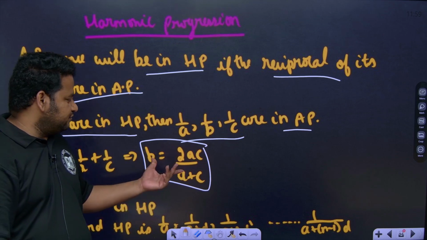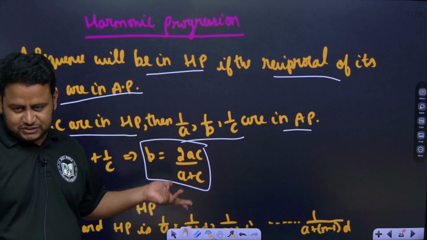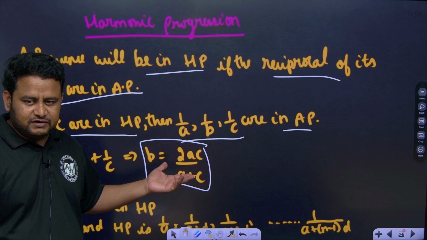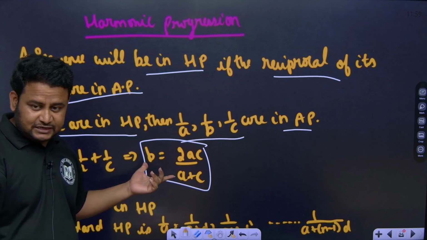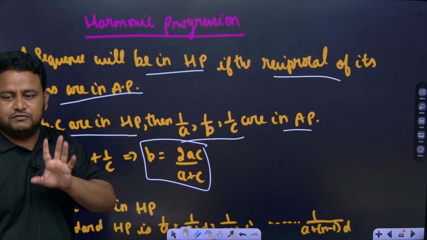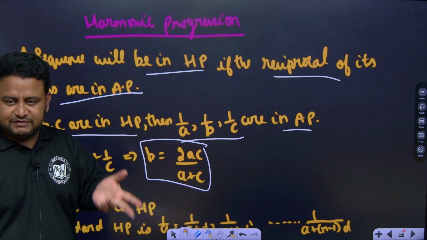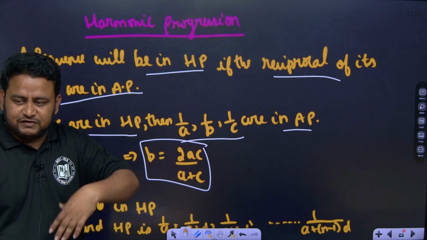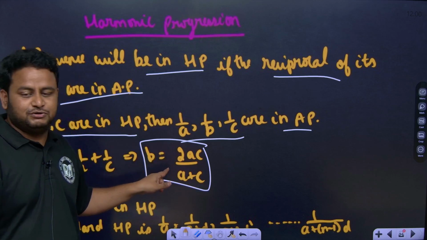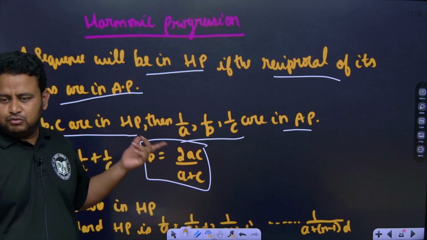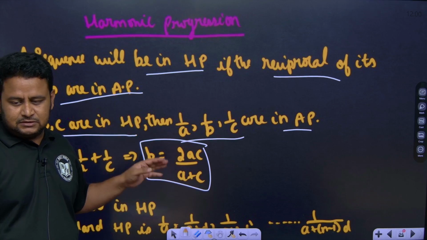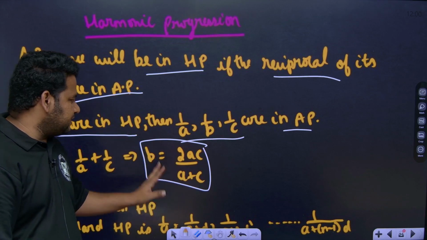You will use this even while finding average speed, average velocity in physics. This HP will actually be used in physics while solving certain questions. While finding effective resistance, if they are in parallel or in series connection, all these things, there also you can use HP. B is equal to 2AC by A plus C. B is equal to what? 2 times AC by A plus C.